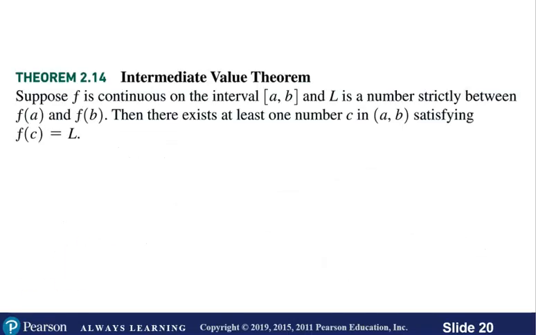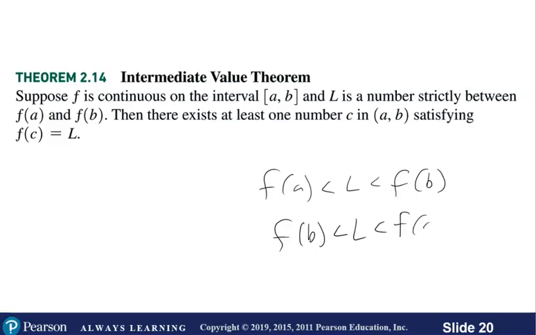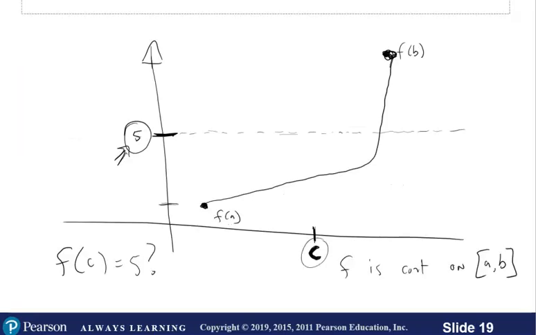Okay, here's what it looks like formally. If f is continuous on [a, b], and L, that was my 5, is a number between f of a and f of b. Between means that f of a has to be less than L, and f of b would be greater than, or vice versa. I guess f of b could be the low point, and f of a could be the high point. That's what it means, mathematically, to be between. Then there has to be at least one number c such that f of c equals L. There has to be at least one number such that f of c is this, right?